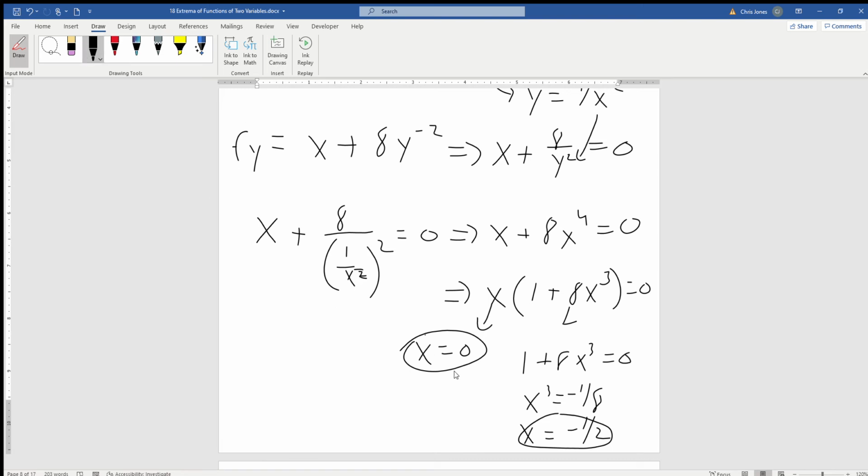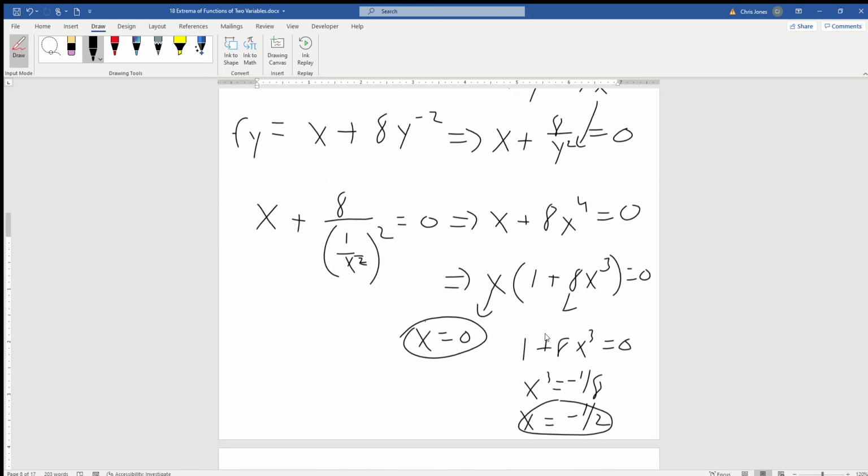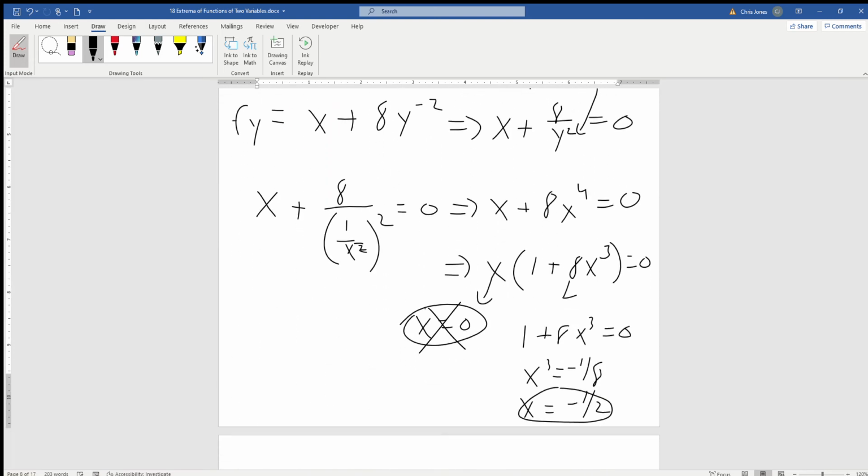Recall that 0 is not in the domain of the original function, right? And that makes sense for us to get 0 as a critical value, because you might recall that a critical value is any value that makes the derivative 0, or it's a value to where the derivative is undefined at that point. All right, so this is not in the domain of f, so we just ignore it.